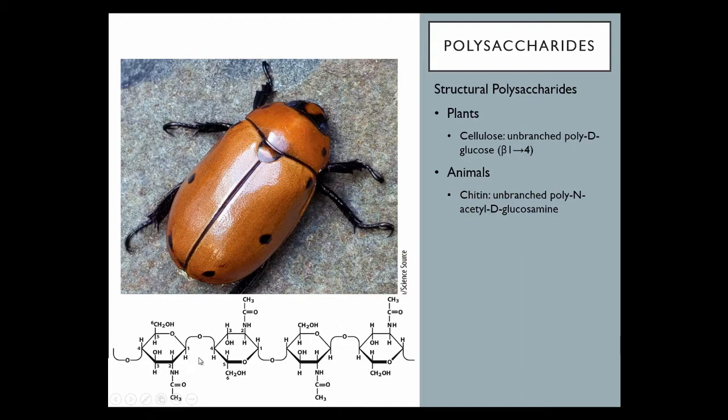So this stuff is embedded in a matrix that includes proteins and lipids that kind of support the outer structure of the whole animal. Now it's secreted from the skin, so as the animal grows, it has to be shed periodically and then regrown. That's why insects and crustaceans go through molting phases where they get rid of that exoskeleton and grow a new one.